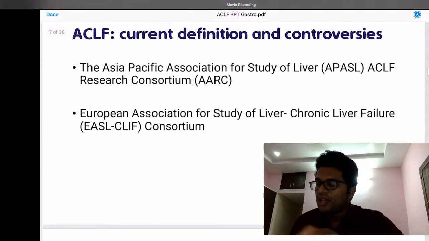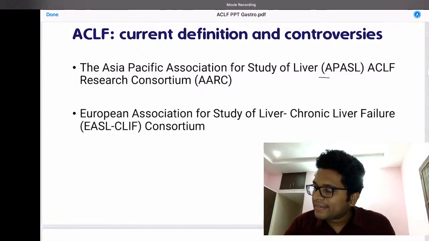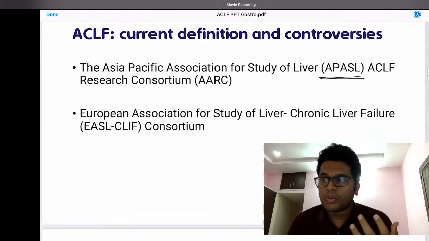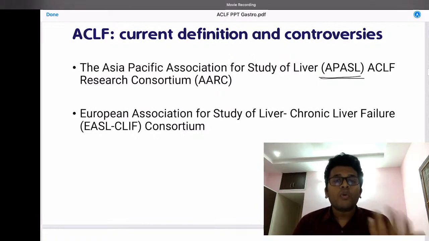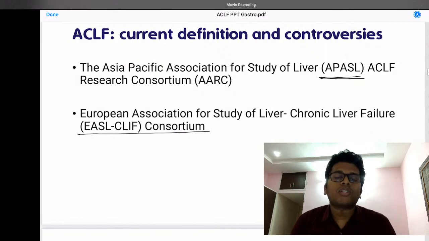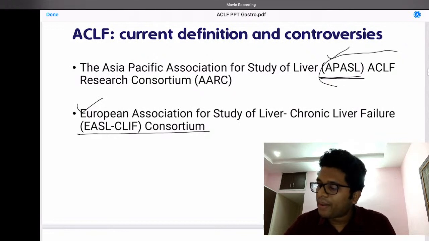What are the current definitions? One of the first definitions for ACLF was by the Asia Pacific Association for Study of Liver Disease, that is APASL. So 2009, I guess, this definition came up, and they have a research consortium which is AARC. Based on that, the definition is the one which we commonly use in this particular setting. One more definition is the European EASL definition, where CLIF SOFA score and CLIF OS scores are used. And these are the 2 definitions which we should commonly know, of which the most important one is the APASL definition.